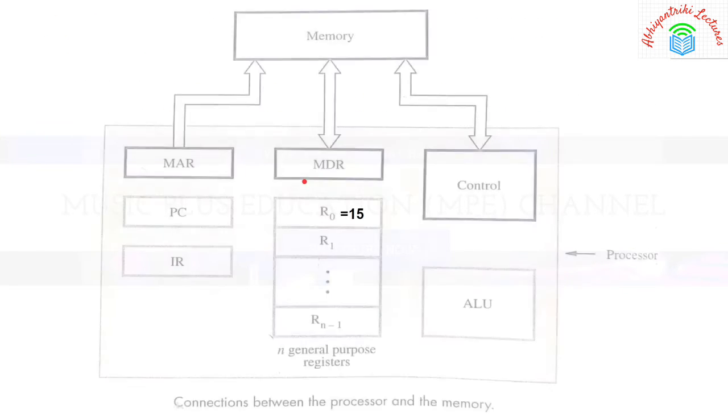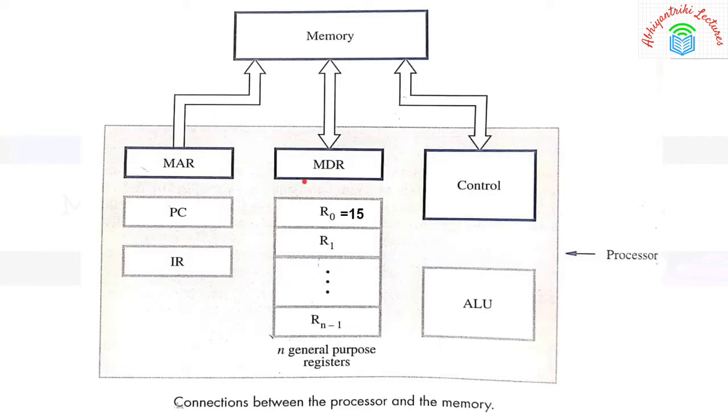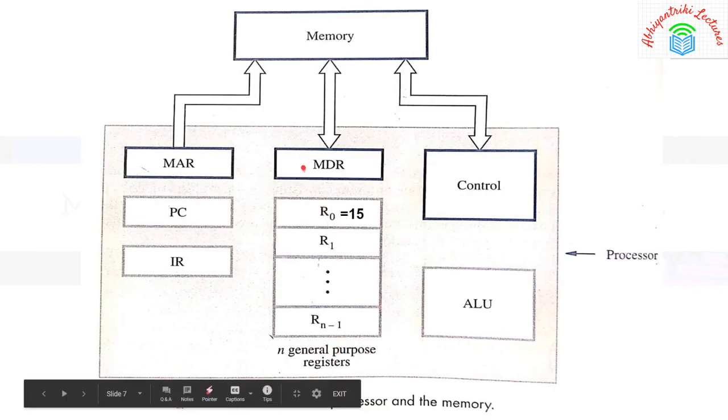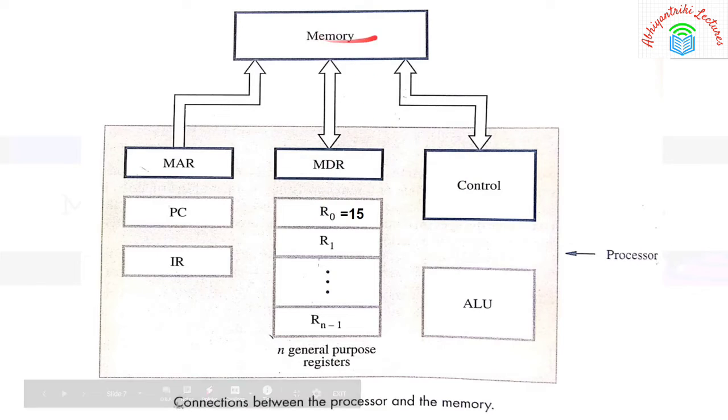So let me take an example diagram, showing the connection between the processor and memory. Here, first, this is the memory unit. This is the processor unit, and the processor unit has the memory address register (MAR) and the MDR, the memory data register. Then there is the control unit, and PC is the program counter.